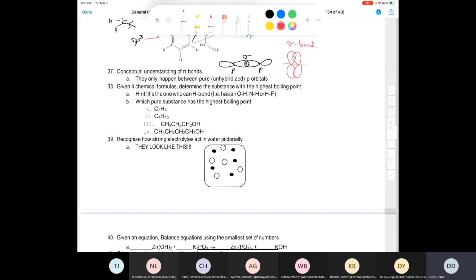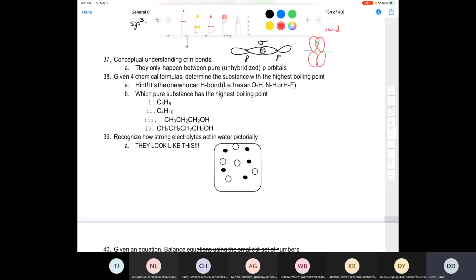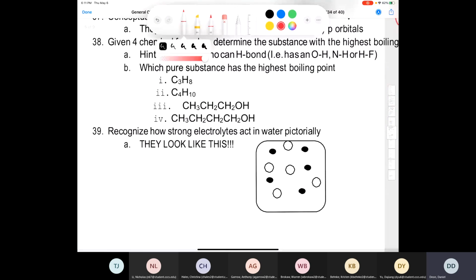Given 4 chemical formulas, determine the substance with the highest boiling point. Hint, if it's the one that can hydrogen bond, it's got the highest boiling point. Well, if we look at these molecules, the first one is propane, like propane gas. It's a hydrocarbon. Anytime you have a molecule that has only carbon and hydrogen in it, it is nonpolar, my friend. I don't care if it's got 1,000,000 carbons and 1,000,000 hydrogens, it is nonpolar because there are no polar bonds that can be formed between 2 carbons, and a carbon and a hydrogen is not a polar bond.